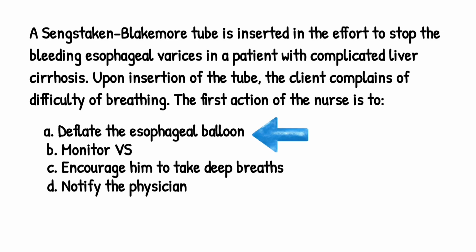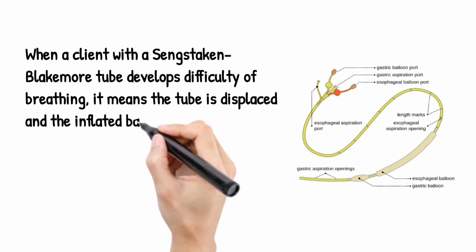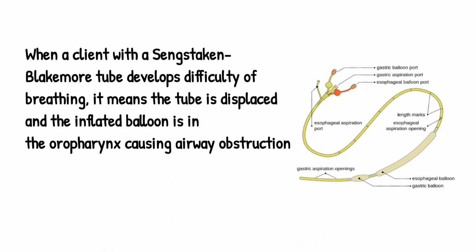The answer is option A, deflate the esophageal balloon. When a client with a Sengstaken-Blakemore tube develops difficulty of breathing, it means the tube is displaced and the inflated balloon is in the oropharynx, causing airway obstruction.